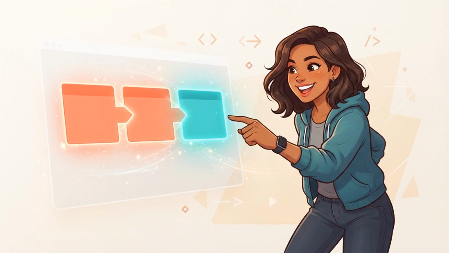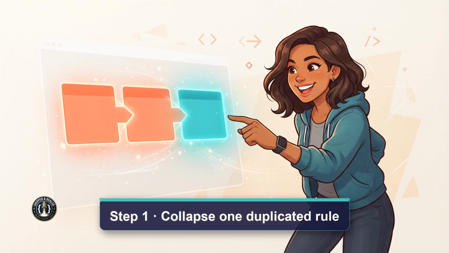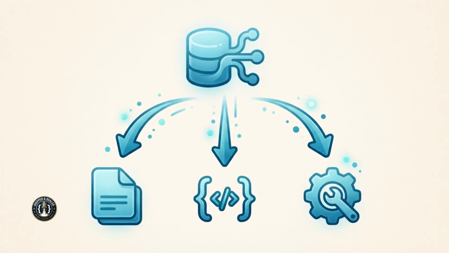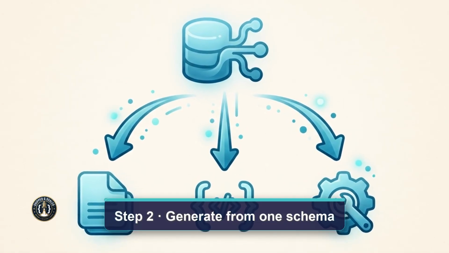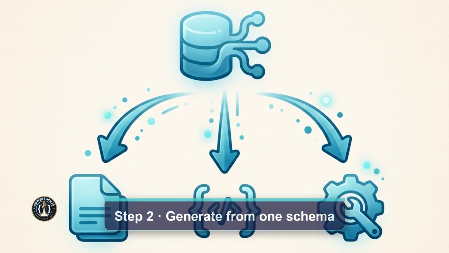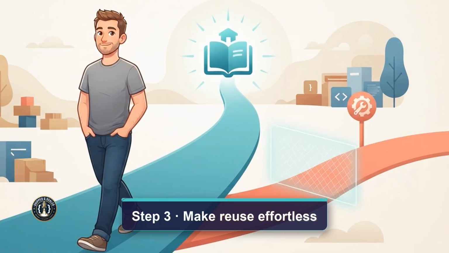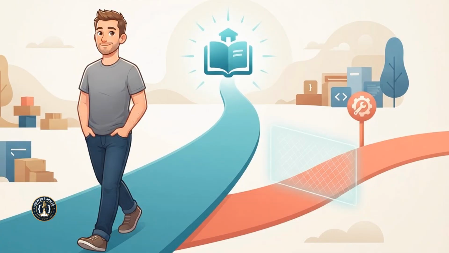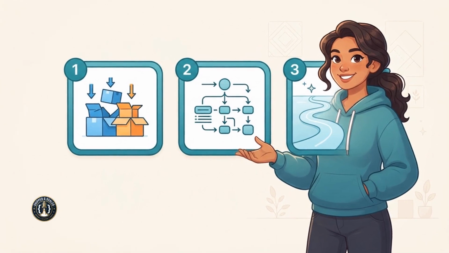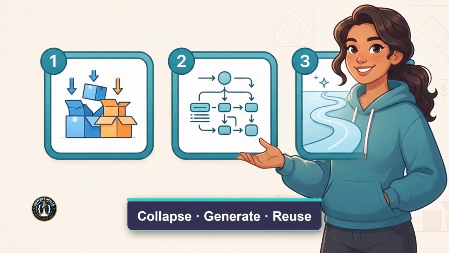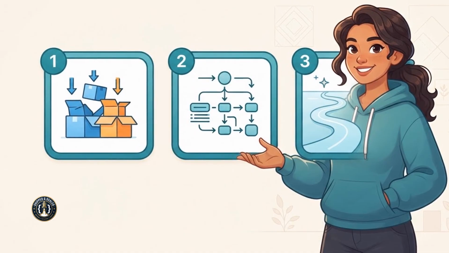So here's what you can do today. Find one business rule that's encoded in multiple layers of your system and collapse it into a single source of truth. Prefer generating your documentation, type definitions, and configuration from one schema rather than maintaining them by hand. And make the preferred shared library the path of least resistance, so no one on your team is tempted to reinvent what already exists. Three steps: collapse one duplicated rule, generate from a single schema, and make reuse effortless. Small changes today, big dividends tomorrow.